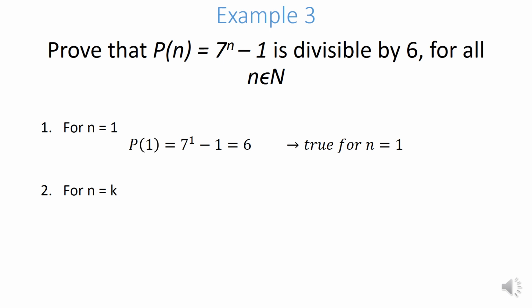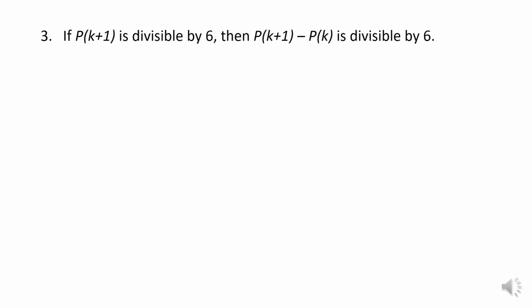Step 2, we have to look to n equals k. So P of k, which is equal to 7 to the power of k minus 1, and we assume this is true. That means we assume that the number 6 will divide into this expression. Now let's go to step 3 and the k plus 1 term.